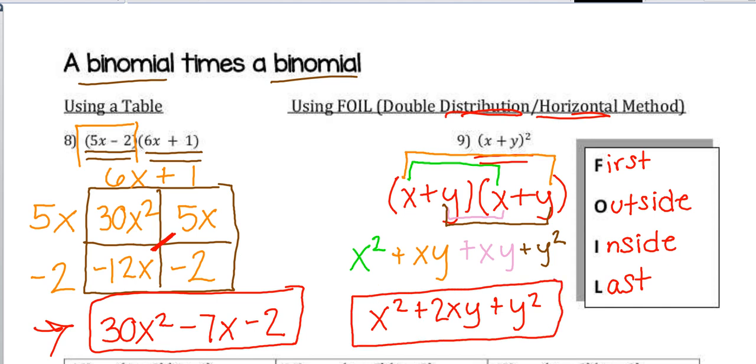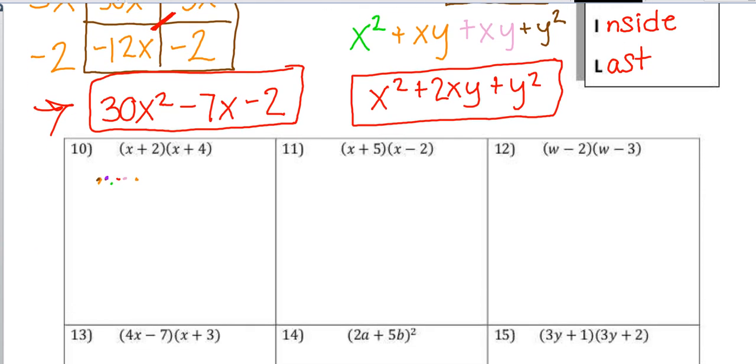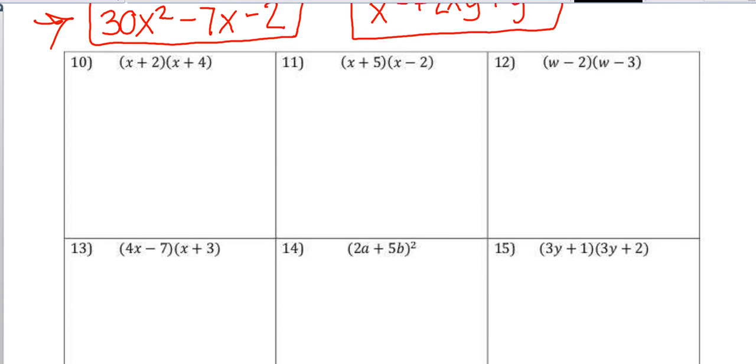Okay, so you have the option. You could do the table or you could do FOIL. Totally up to you. Okay, so I would like for you now to practice what we just talked about. I want you to go ahead and do 10, 11, 12, 13, and 14. Yes, it's 5 problems, but go ahead and do that by yourself. Press pause for now, and you can come back once you are ready to check your answers.